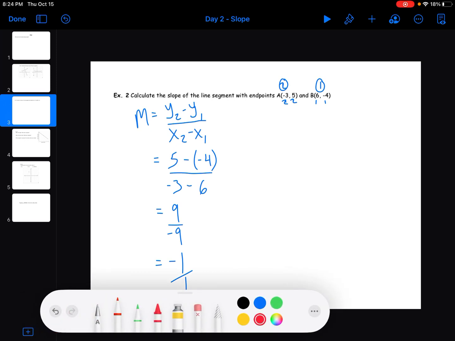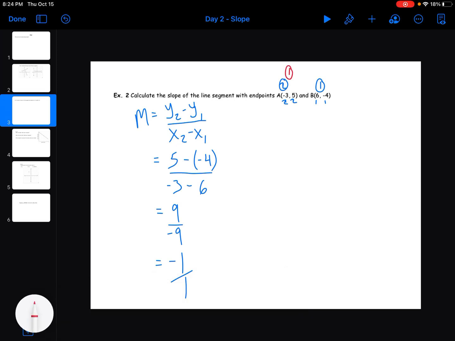Okay, now I'm going to do this again. I'm going to make this point 1 actually this time and this point 2. I'm just used to doing it the other way. Now the slope is going to be y2 minus y1 over x2 minus x1.